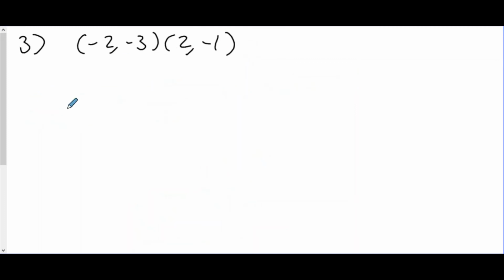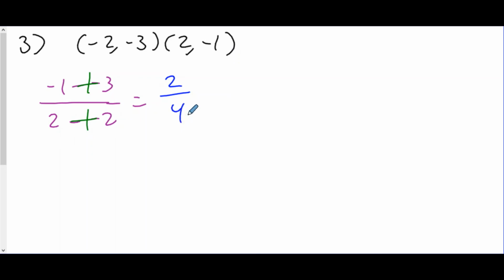Number 3, y2 minus y1 over x2 minus x1. Go ahead and make both of those minus and negatives into plus. -1 plus 3 is 2, and 2 plus 2 is 4, and I can reduce 2/4 to 1/2. Let's pick a point. I'm going to pick this one since the numbers are a little smaller. It doesn't matter though, you could choose this point.